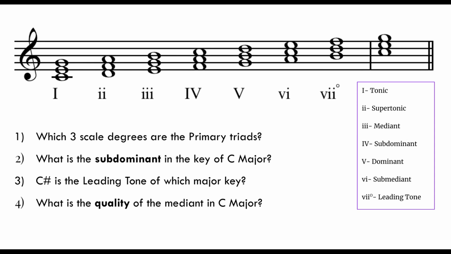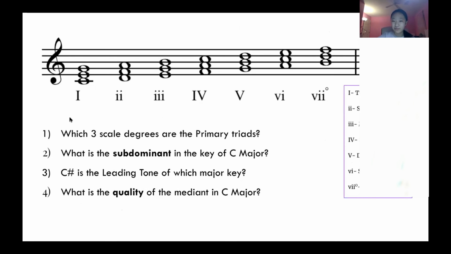Which 3 scale degrees are called the primary triads? Type it in the chat. You can either use numbers or Roman numerals. The primary triads are the ones that are major in a major scale, so all the capitalized ones, which are 1, 4, and 5. Okay, good.